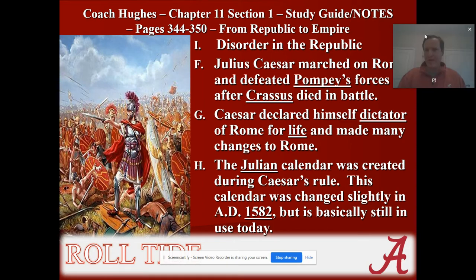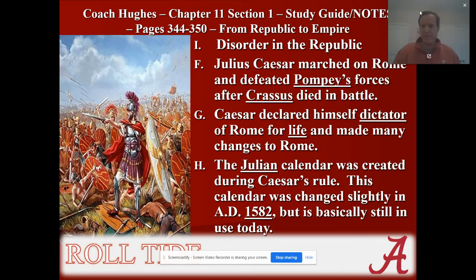So I'm going to move my little headshot there so you can see a little bit better.